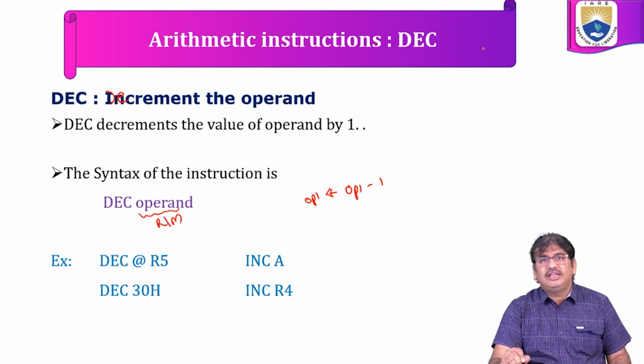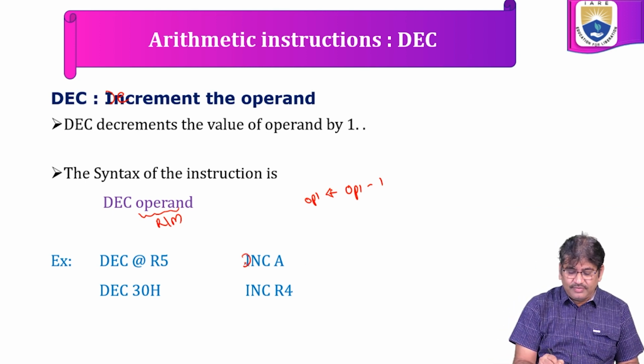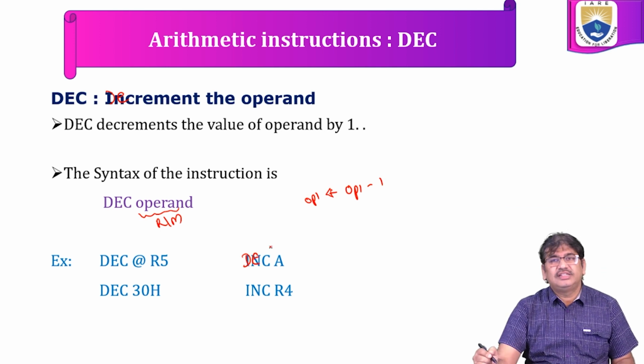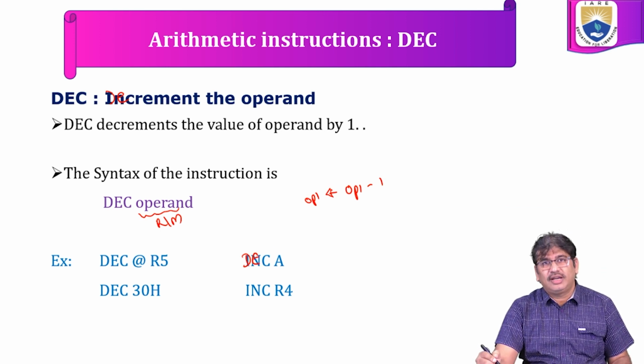A few examples for the DEC instruction: DEC @R5. Here, the memory location contents whose address is specified in R5, the contents of the memory will be decremented by 1, and the result will be stored in the same memory location. The next example is DEC A, which is accumulator contents will be subtracted with 1, and the result will be stored in the accumulator.